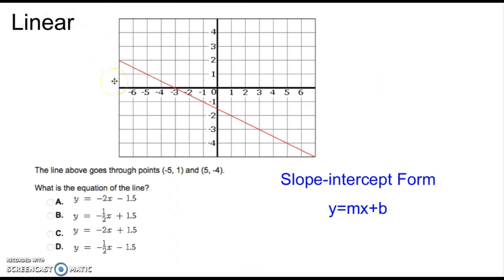And finally, we have to deal with linear equations. Remember, slope-intercept form y equals mx plus b always plays a part. In this study island, we are going to be asked, the line above goes through 2 points. What's the equation of the line? And even if it doesn't give us a graph, I would recommend graphing it really quick, just on notebook paper or graph paper. And remember, the b is our y-intercept, and our y-intercept is right here at negative 1.5. So our answers aren't A or B. I'm going to scribble those out.